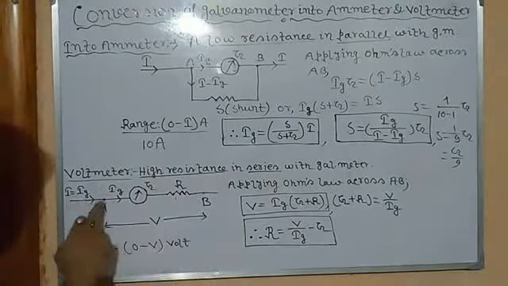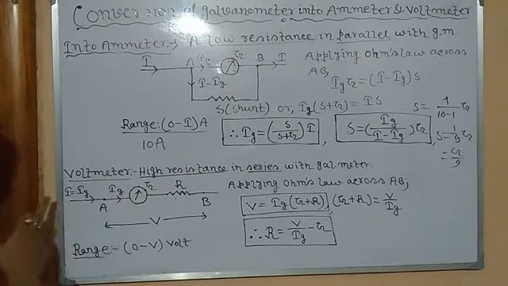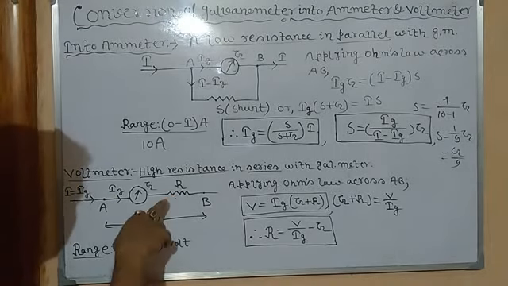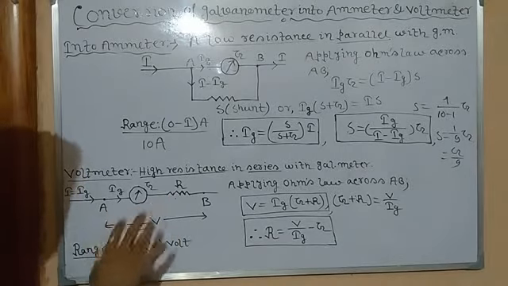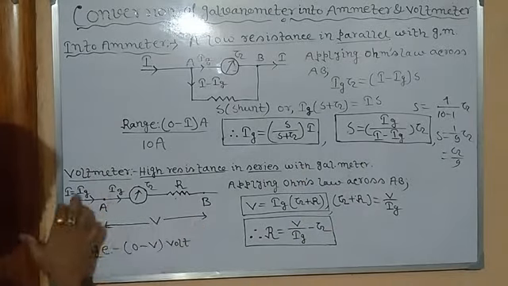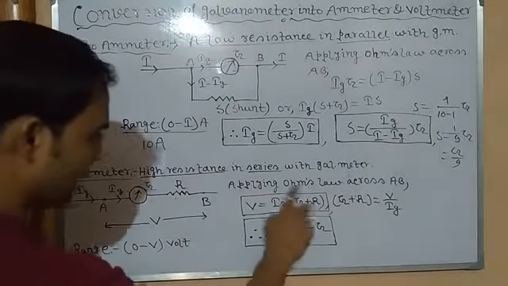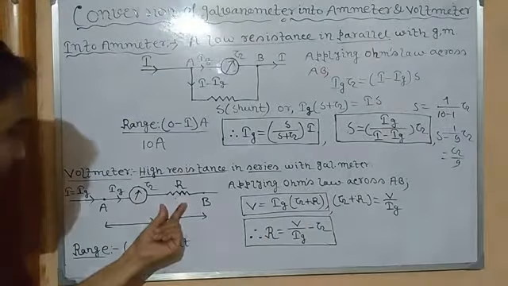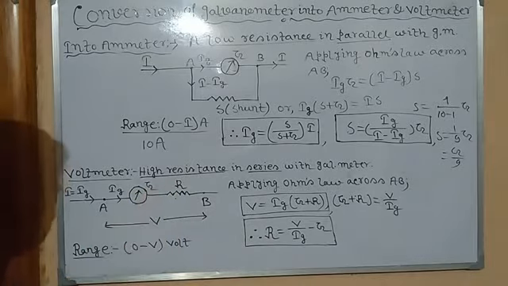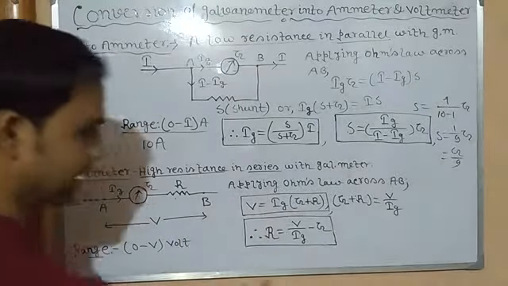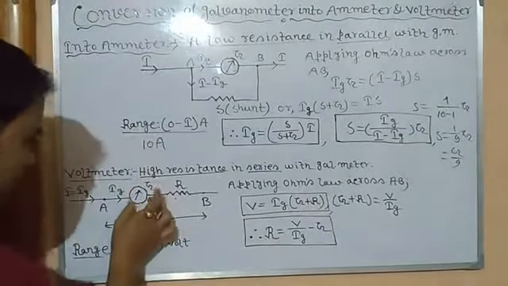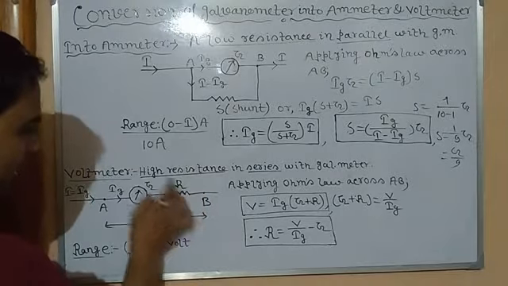So this is the arrangement. Since it is connected in series, whatever the main current is, it will just flow through the galvanometer. Clear? But since it is high resistance. Now if we take the voltmeter, applying Ohm's law again, the total voltage equals the total current flowing through the galvanometer times the total resistance. Since this is high resistance, it can be here also, no problem. So V is equal to Ig into (G plus R). V equals IR, where R is the total resistance of the galvanometer plus the external high resistance.